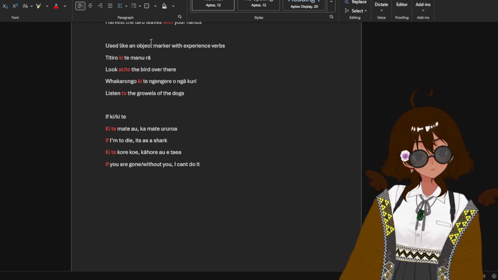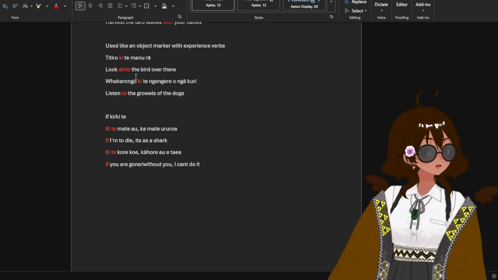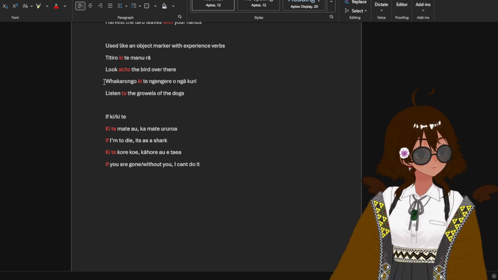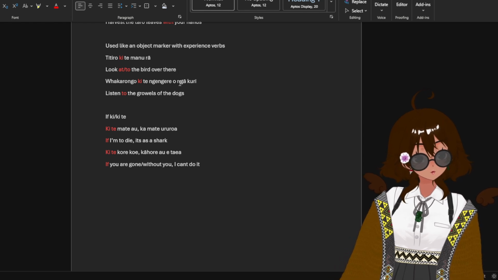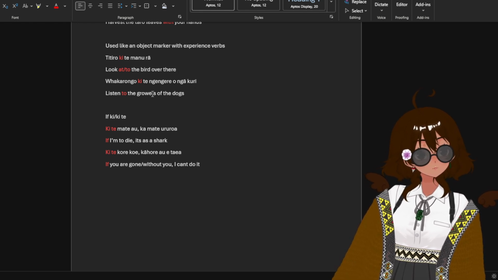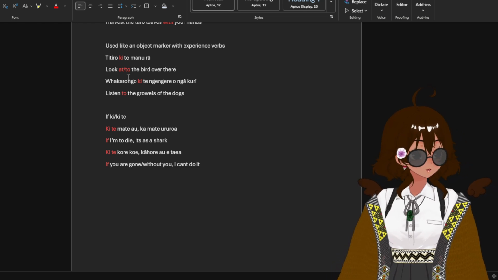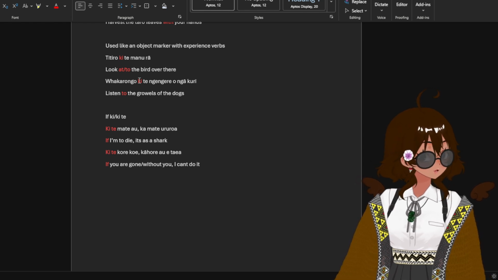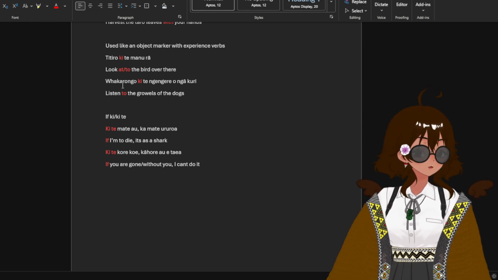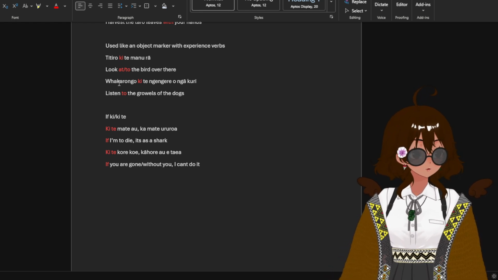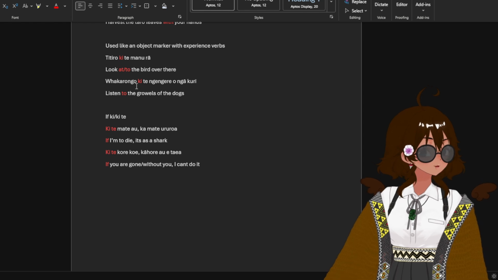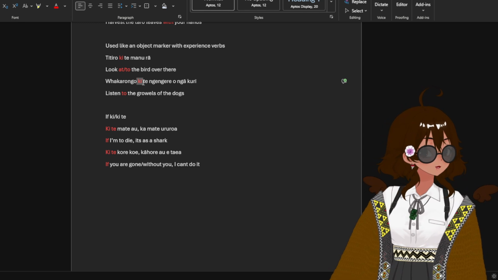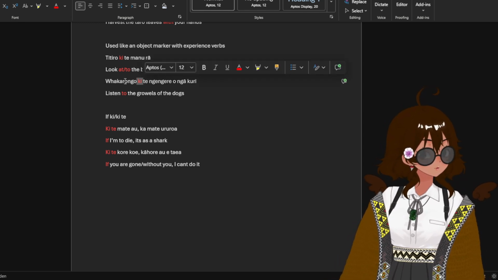But then here, this one would be different if you don't think of ki in this sense. Hakarongo kite ngengere o ngā kuri, listen to the growl of the dogs. There would be a common mistake of saying hakarongo i instead of hakarongo ki, because a lot of people would think, oh, use i because you're listening to, or doing listening towards the growling, but we would use ki because it's just how it is in Māori.